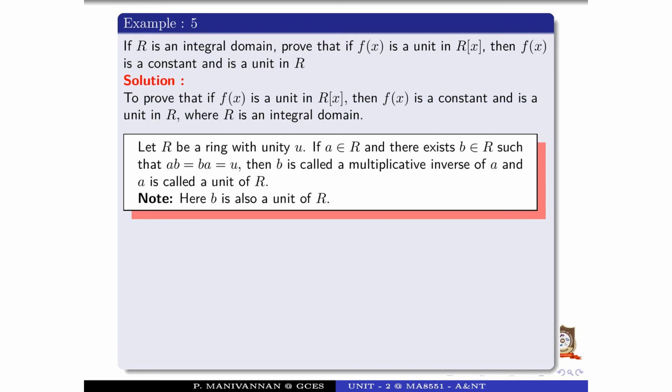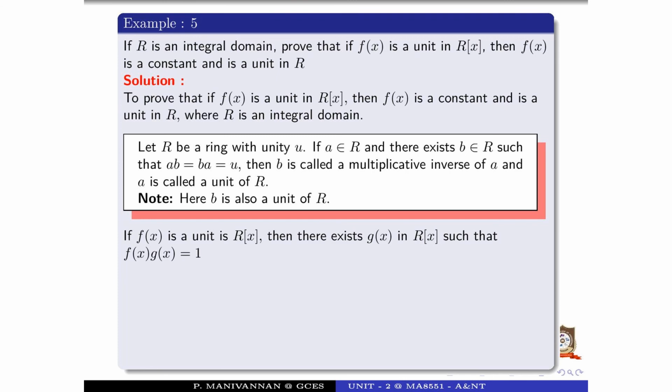Let R be a ring with unity U. If a belongs to R and there exists b belongs to R such that ab = ba = U, then b is called the multiplicative inverse of a and a is called the unit of R. If they have the multiplicative inverse, then it is called a unit element. Here b is also a unit.